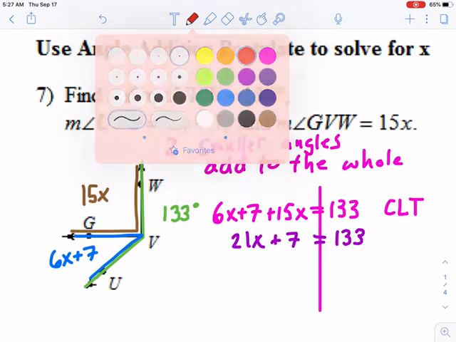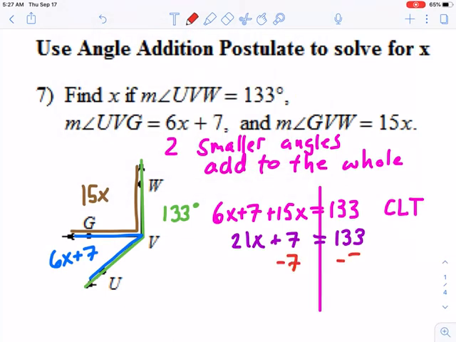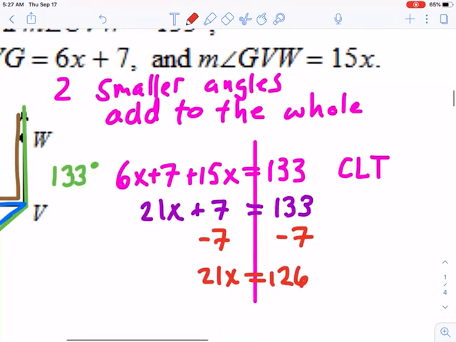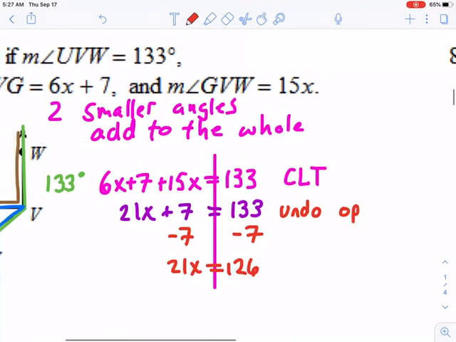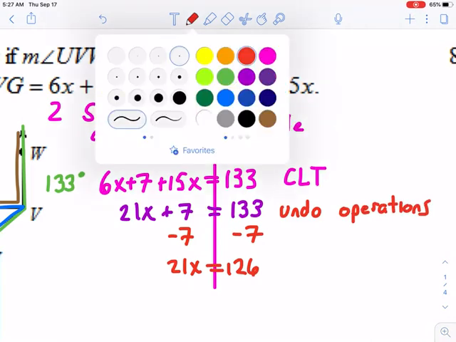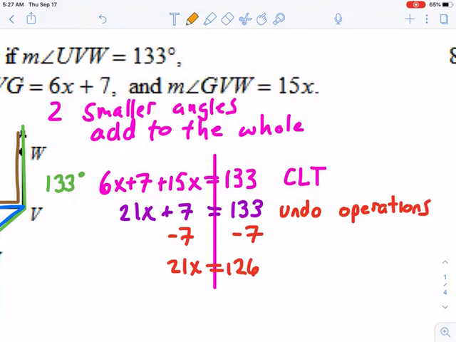And then I'm going to subtract 7. I'm going to get 21x. So notice how I'm moving 7 from the left side to the right side. Remember, we have to undo operations. Alright, so that's why I subtracted the positive 7. Now how do I undo this multiplication right here? 21 times x. Well, you just divide, and x will equal 6.